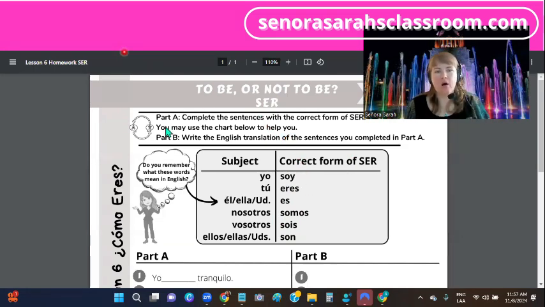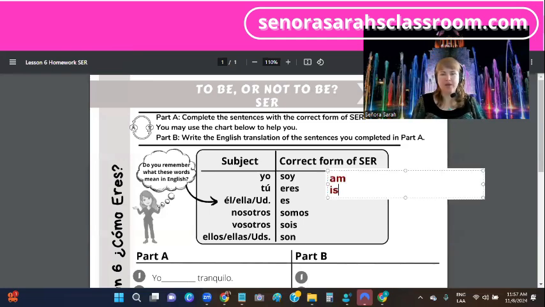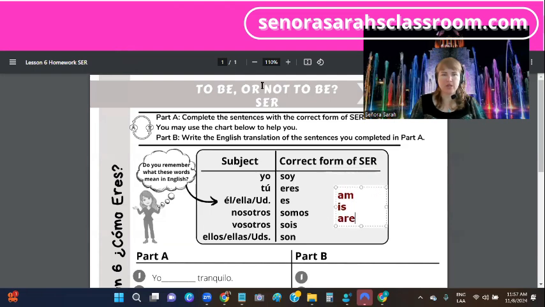Once again, these 6 words that you're looking at mean am, is, and are. And can you see a similar situation? We've got the pronouns, and we've got the exact form of ser that goes with each one.